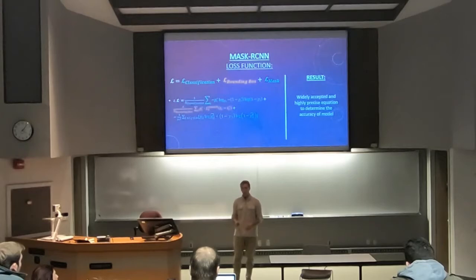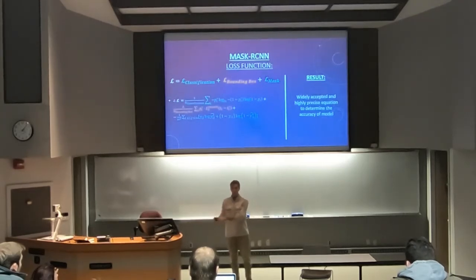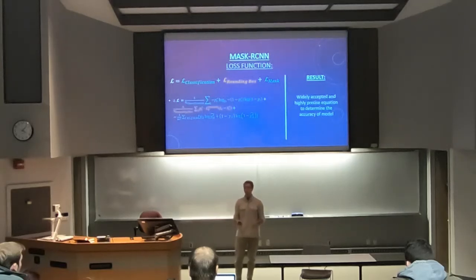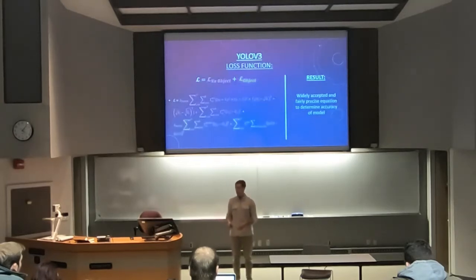With the loss function, don't get lost in the math. The idea with Mask R-CNN is that it uses the loss of classification, bounding box, and mask. Those three are added together to give you one final loss, and it determines how accurately your model is working. This is the most accepted and precise equation for Mask R-CNN.